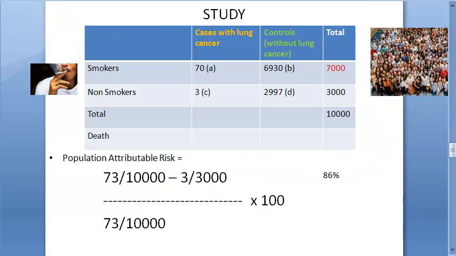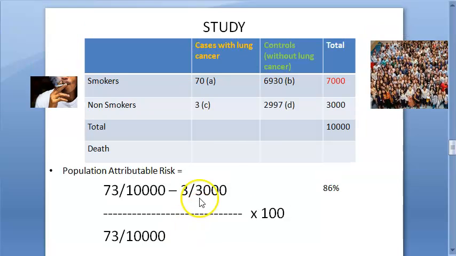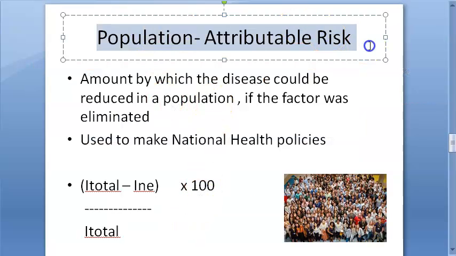So, what is population attributable risk? It is incidence total minus incidence not exposed divided by incidence total into 100. Okay. So, that's all for now in this video on population attributable risk.